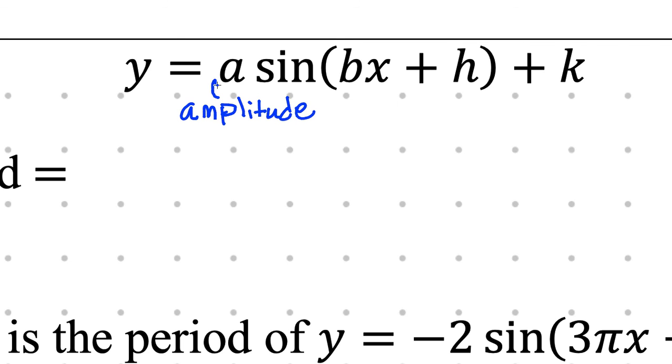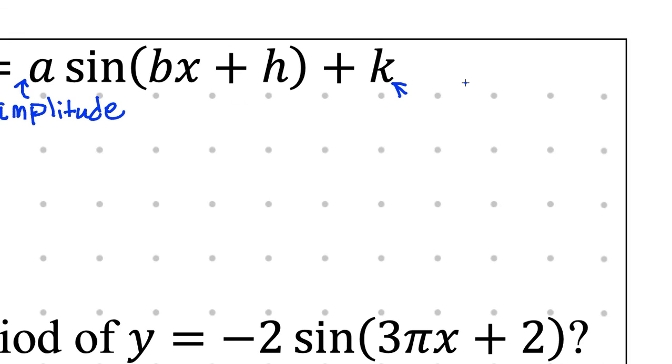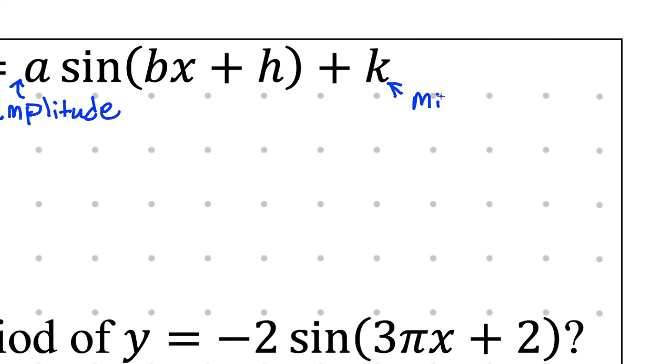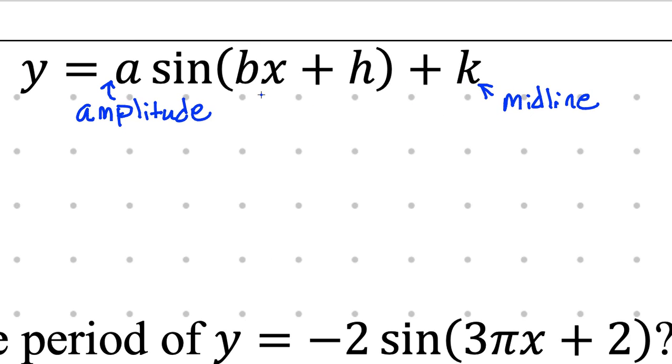I'm just filling in what we already know before I tell you the new stuff. What about K? We know K as well. What is K? Jay Burns. The midline. Thank you. And now we're adding one more thing into the mix. We'll do another one later, which is B. We know what B is going to do now. B is going to affect the period. It isn't the period because we have to do some stuff to it, but it affects the period. While K is the midline, A is the amplitude, as long as they're positive, B is the period.